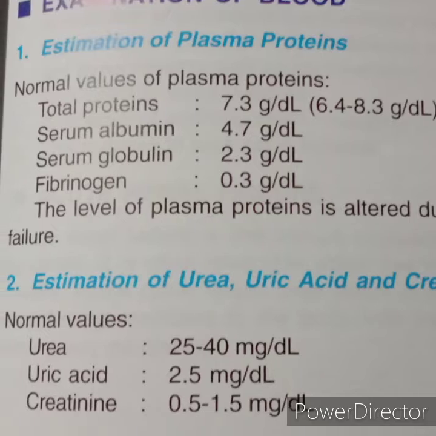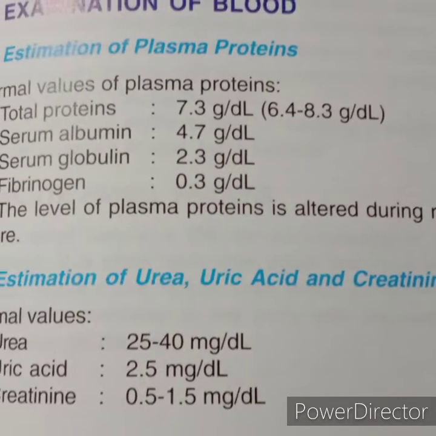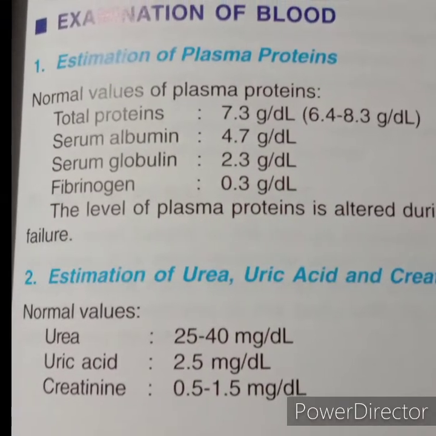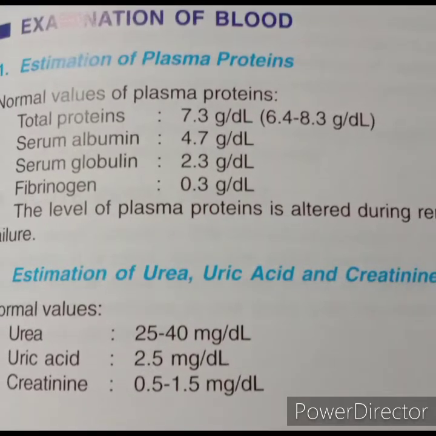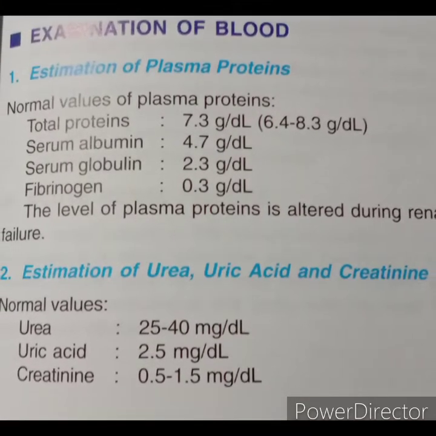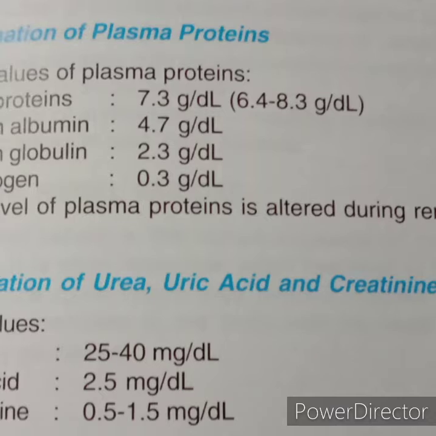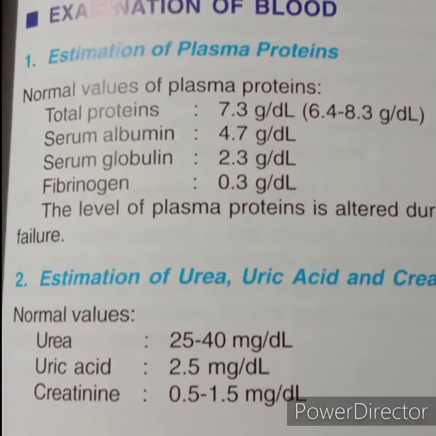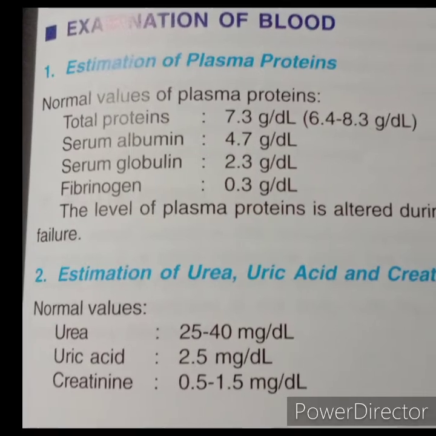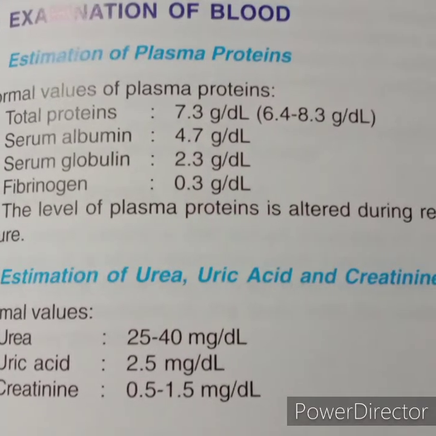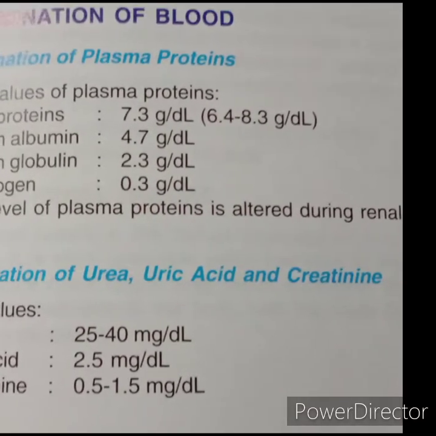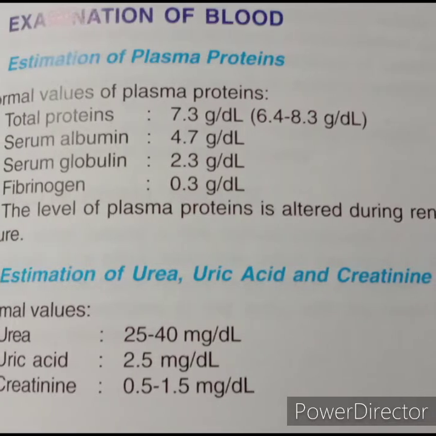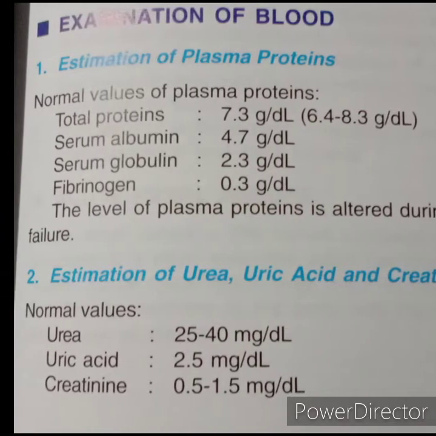Second, estimation of urea, uric acid and creatinine. Normal value: urea 25 to 40 mg per deciliter, uric acid 2.5 mg per deciliter, creatinine 0.5 to 1.5 mg per deciliter. The blood level of these substances increases in renal failure. Now, examination of blood and urine.